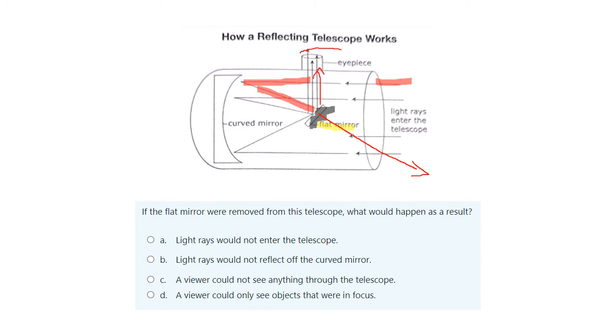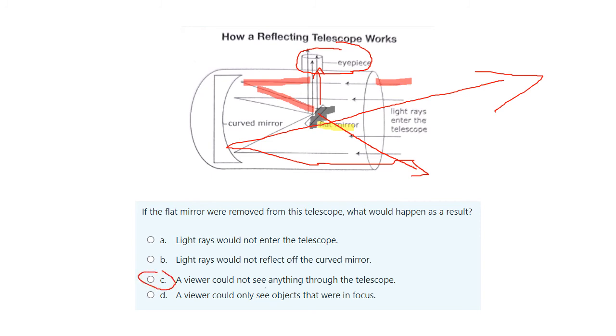The light goes upwards to the eyepiece because it hits the flat mirror. But if there is no flat mirror, it does not go to the eyepiece. Light would come in, hit the curved mirror, and go out again, from the top or the bottom. Nothing would go to the eyepiece, so nothing would be seen. So the correct answer is going to be C. The viewer would not be able to see anything because there would be no light.